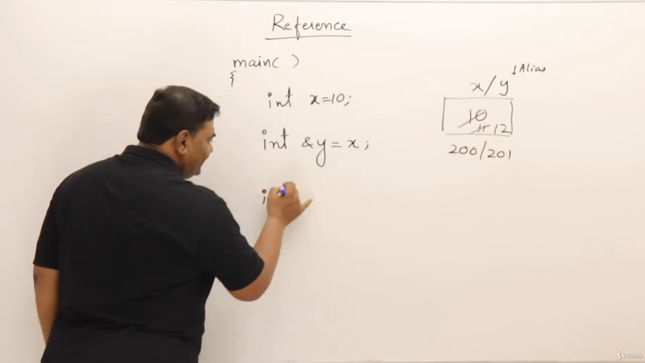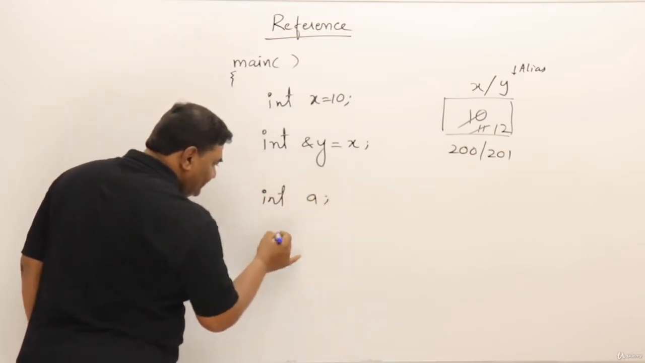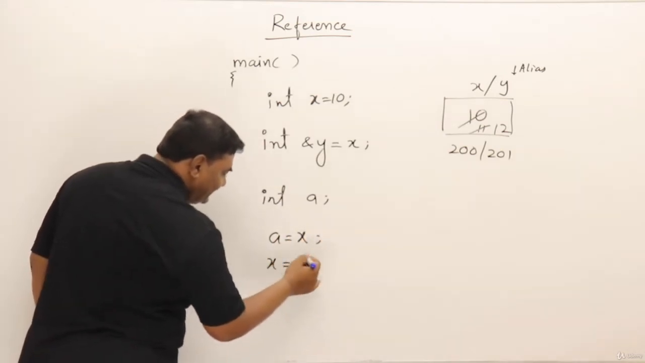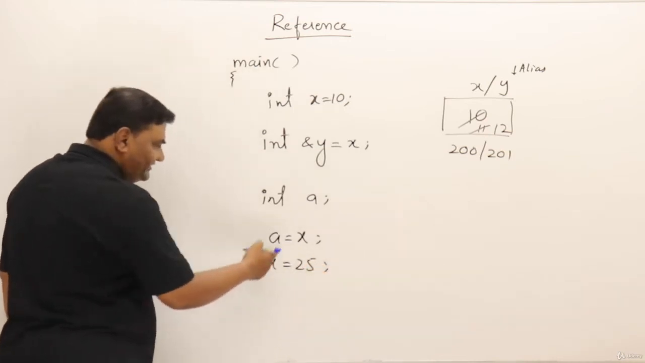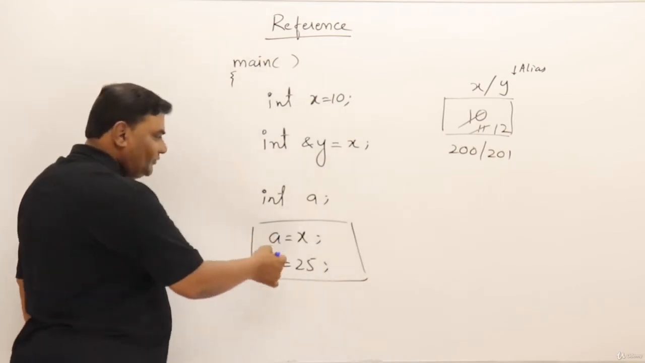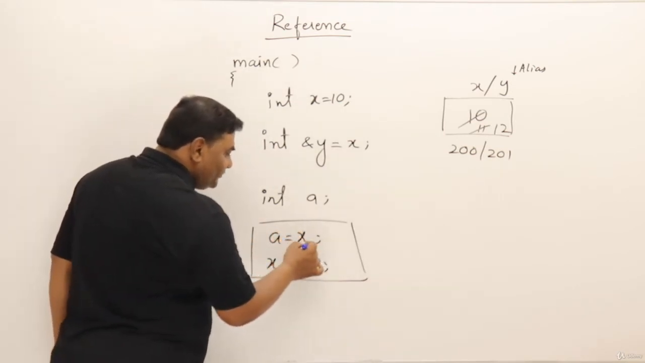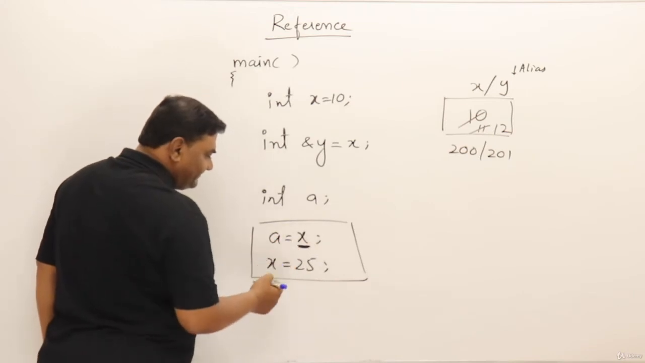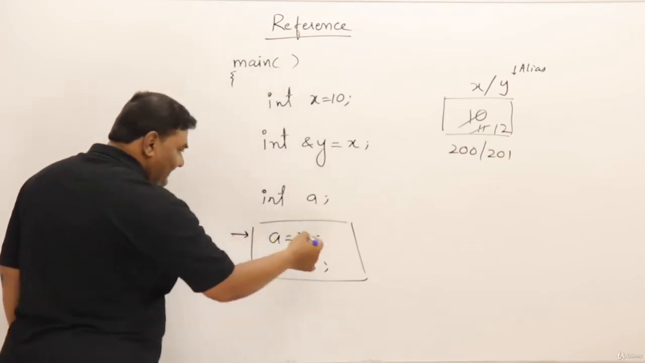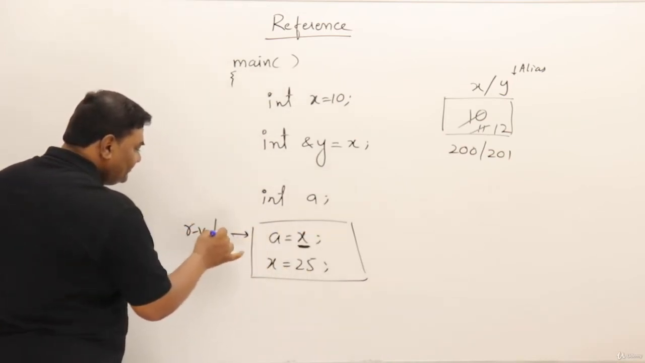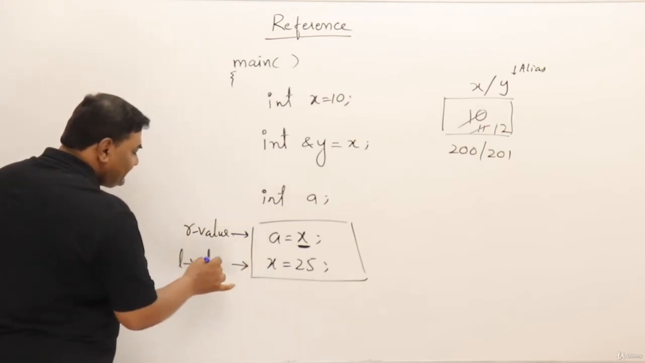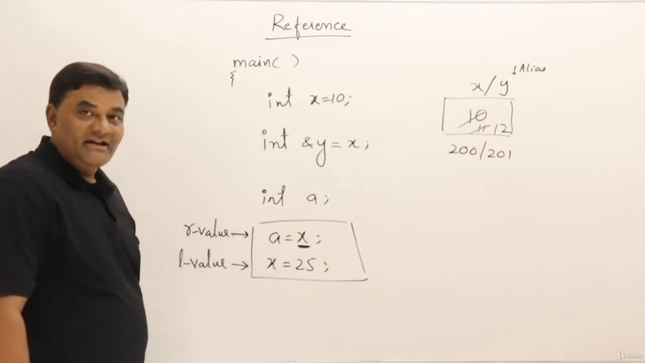See, if I have one more variable a, and to this a, I assign x, or if I say x assign 25, let us see what is the difference between these two statements. In these two statements, I am using x in both of them. But this x is used on the right hand side of assignment and this x is used on the left hand side of assignment. So here it is the right hand side, so we say it is r value, and here it is on the left hand side, so we call it l value. So let us understand these two things. What is r value and l value?